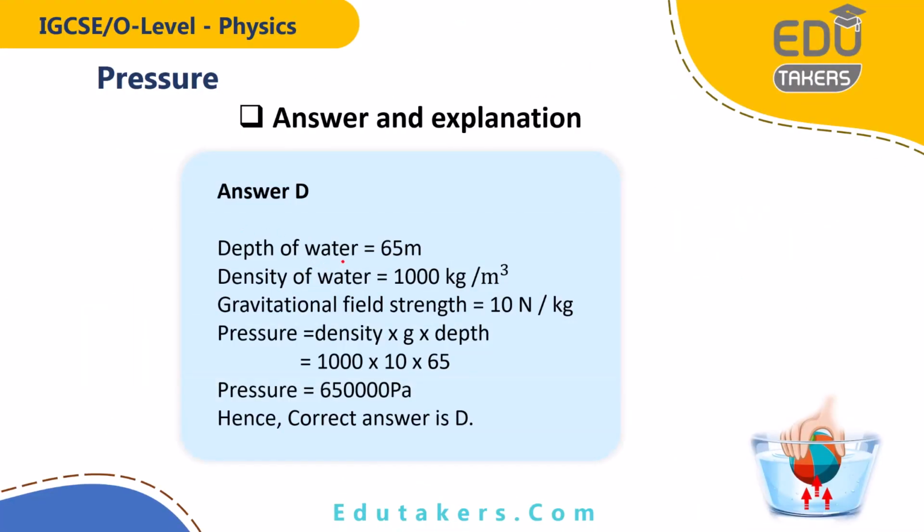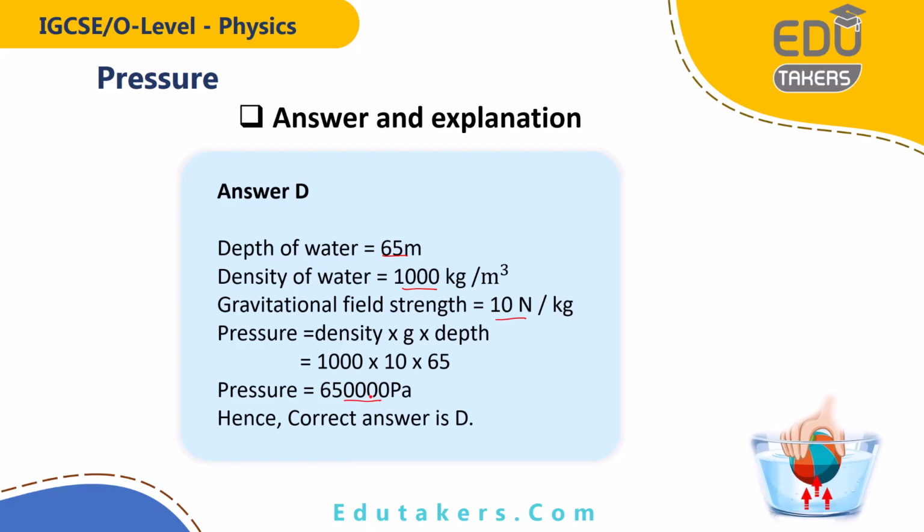Depth of the water is given, which is 65 meter. The density of water is 1000 kg per meter cube. The gravitational field strength is 10 Newton per kilogram. You know that pressure is the product of density, gravitational field strength and depth. Just put the values here, you get the pressure, which comes to be 650,000 Pascal.